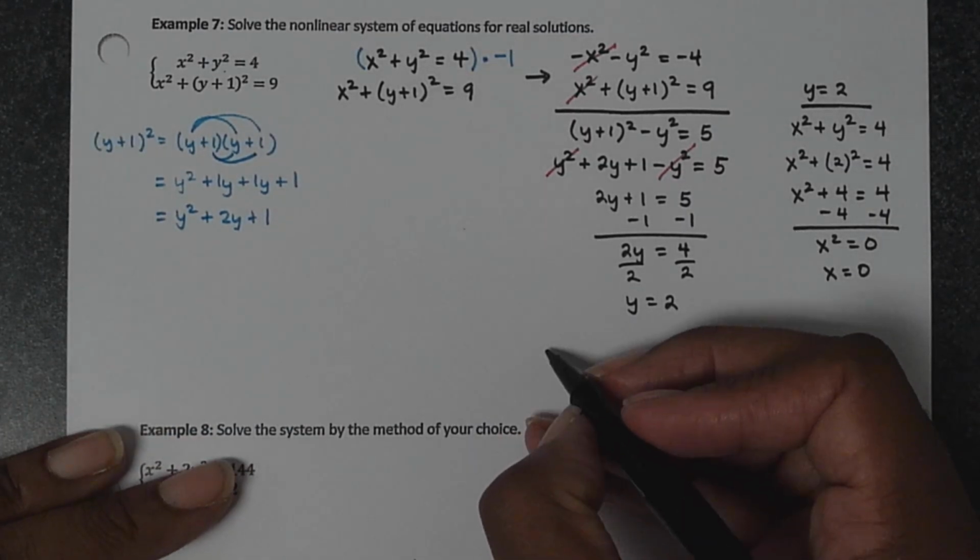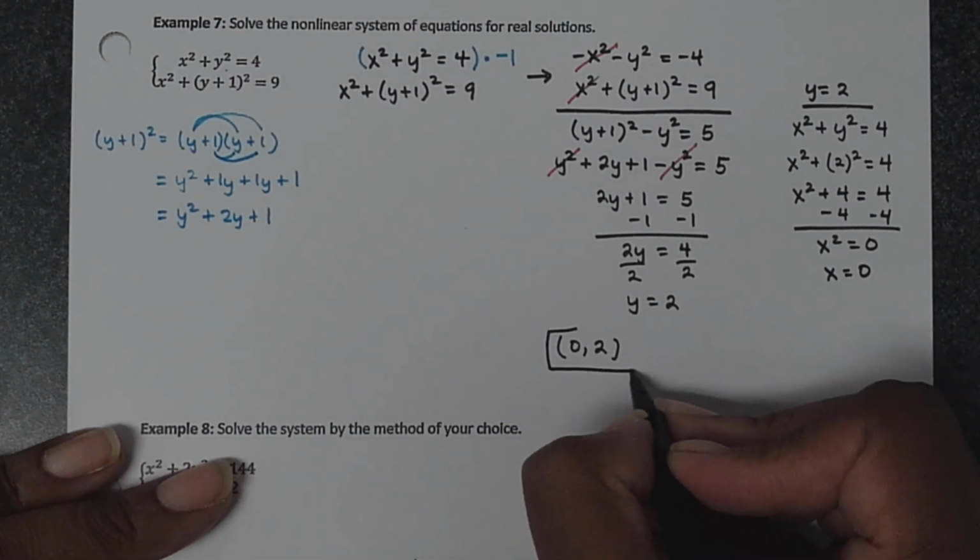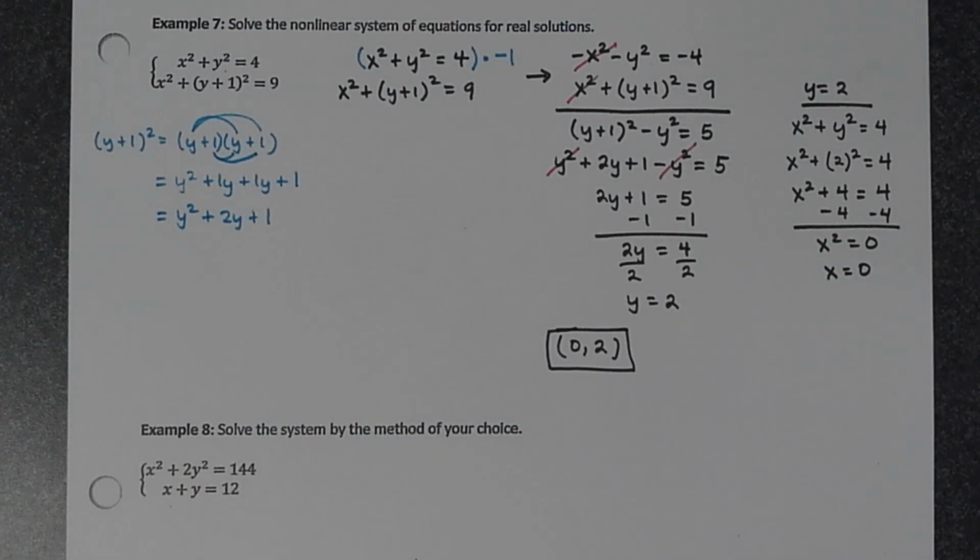So now my ordered pair, I know what that is. I only got one ordered pair, 0 and 2. (0, 2) would be the only ordered pair that would satisfy this nonlinear system of equations.